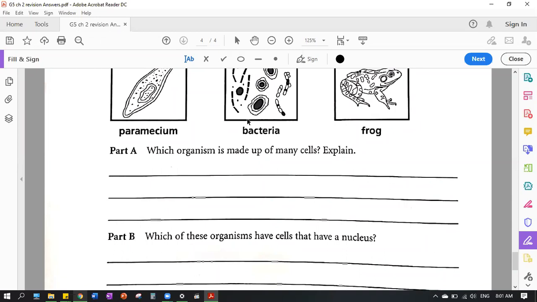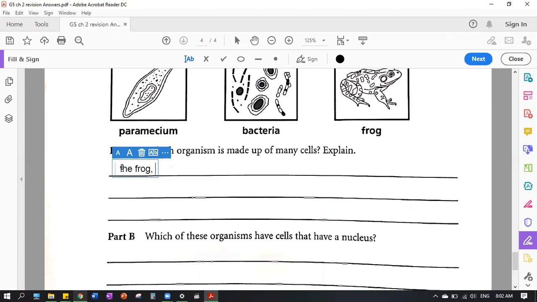Okay, let's look at the people raising their hands for this question. Yes, Abdurrahman, Tanahi, you're raising your hand. The answer is the frog. Can you explain why? Because the animal is made up of many cells. The bacteria. What is paramecium? It's a microscopic organism.